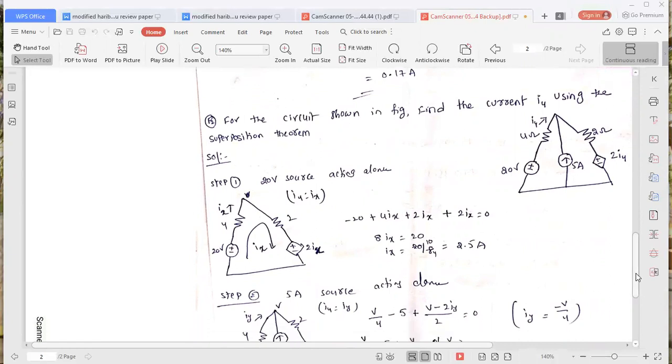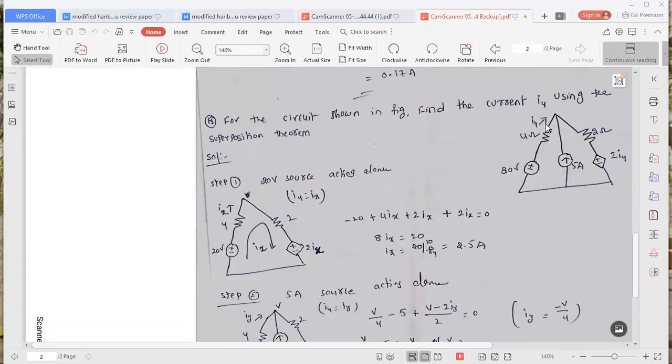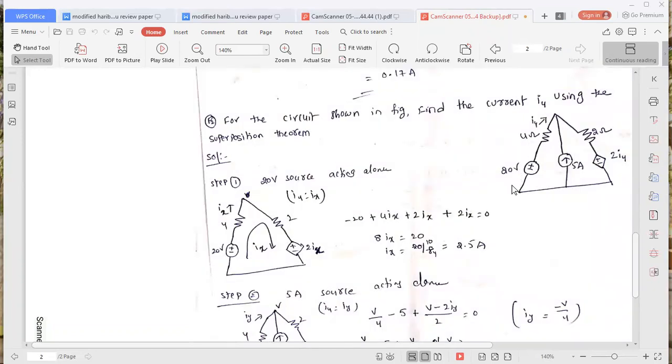This is also a simple problem. For the circuit shown in the figure, find the current I4 using the superposition theorem. First of all, you have to see the circuit he has given. The current I4 means the current passing through the 4 ohms, that is, the current passing through this branch. This I4 passes upward, towards the node. You have to find out I4.